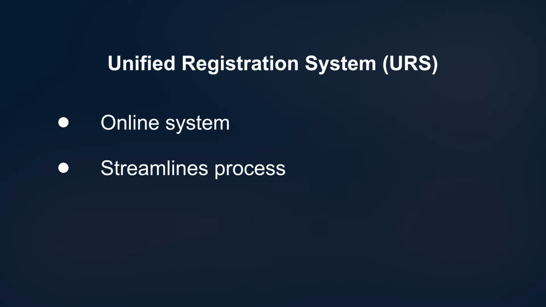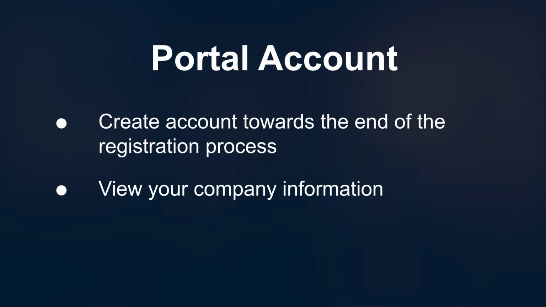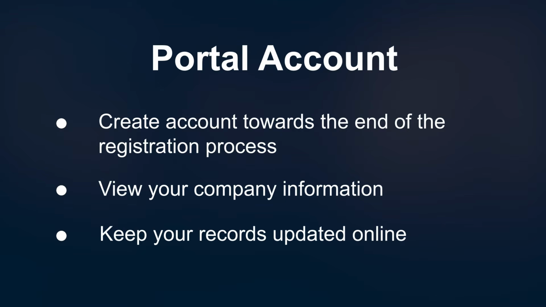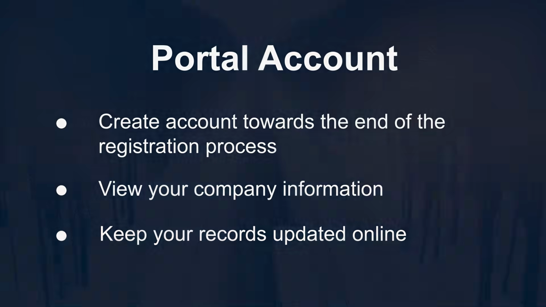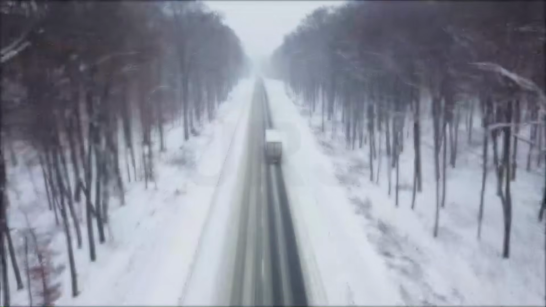The URS is an online registration system that streamlines the registration process and stores information on all entities regulated by FMCSA. Towards the end of the registration process, you will also be required to create an online portal account where you can view your company information and update your records online. We'll now look at what you need to know to register with FMCSA using the URS.